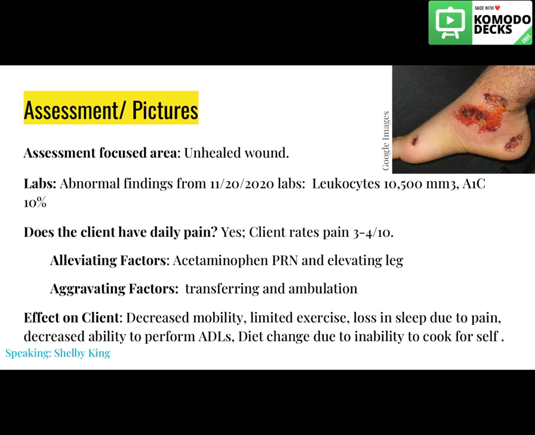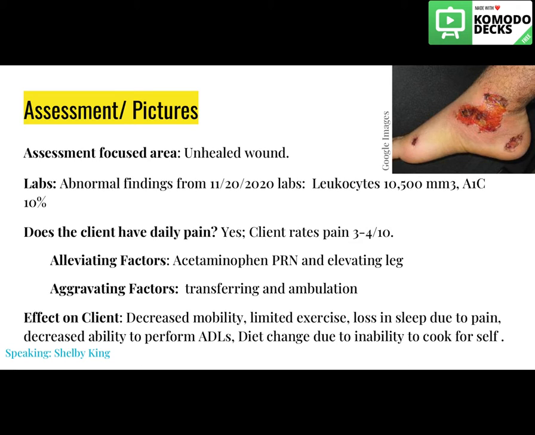Abnormal findings from lab work completed on November 20th include a leukocyte level of 10,500 cubic millimeters per unit of blood and a glycohemoglobin A1C level of 10%. The elevated white blood cells indicate a possibility for infection, and the elevated A1C confirms poor management of diabetes.